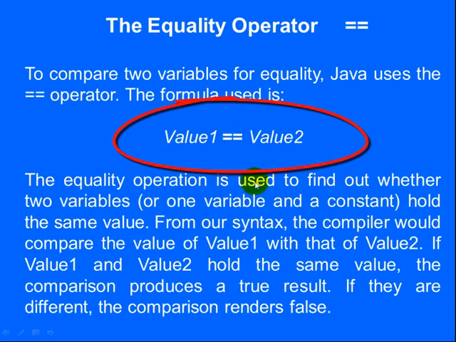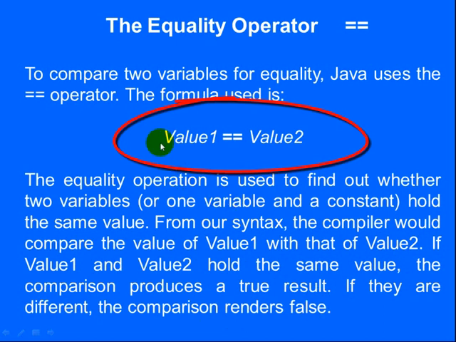The equality operation is used to find out whether these two entities, where one may be a variable and a constant, or both of them are variables, hold the same value. From our syntax, the compiler would compare the values of value 1 with that of value 2. If value 1 and value 2 hold the same value, the comparison produces a true result. If they are different, then the comparison renders false.